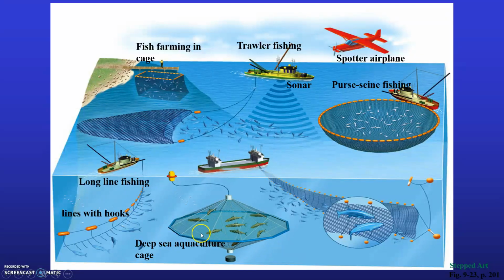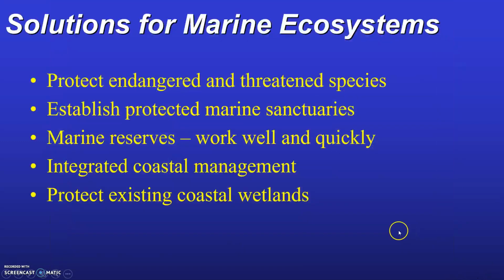We have a deep sea aquaculture cage approach that's being used, where we're actually fish farming out further in the distance in the ocean, away from the coastlines. We have drift net fishing as well. And we jump into the next slide. So those were examples of different types of fishing that are used.